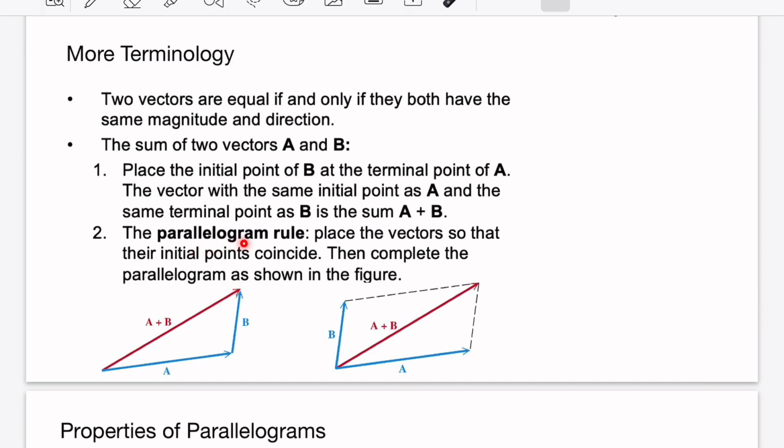Or we can use what's called the parallelogram rule. So we'll place the vectors so that their initial points coincide here, so A and B. Then we'll complete the parallelogram as shown here. So the resulting vector is going to be this A plus B here, and this is our parallelogram. And notice we end up with two right triangles here. So we can use that information to find the length of this guy.